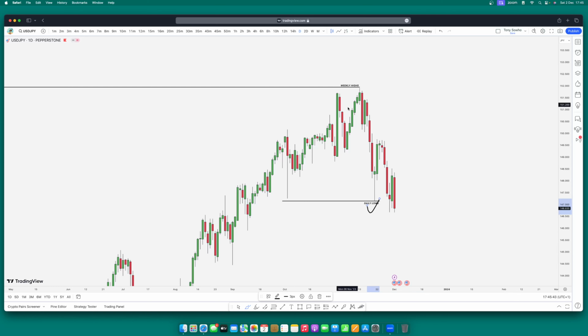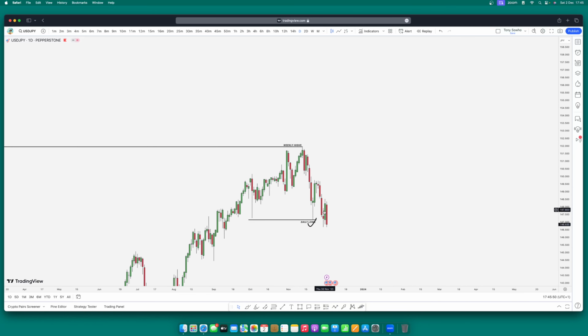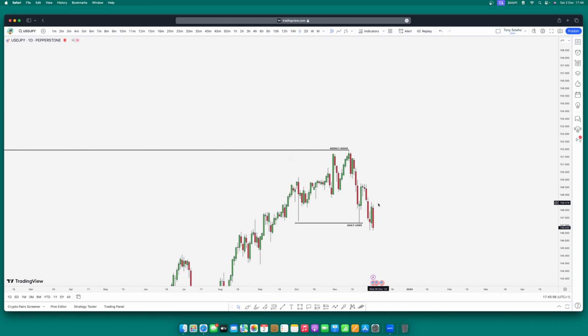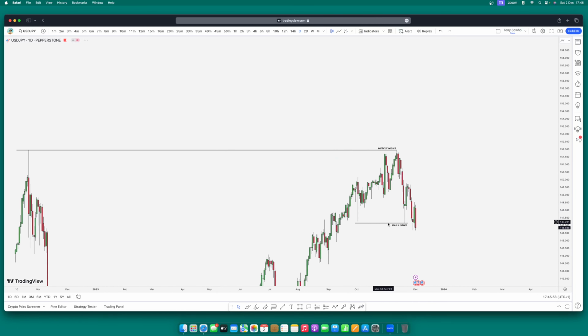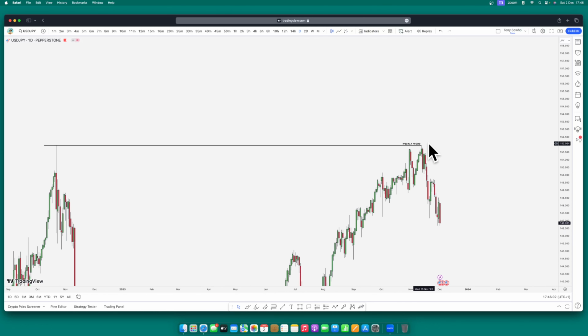Okay, so for USD JPY, now that we've taken out this liquidity to the downside, I won't be surprised if price starts to run all the way to this high. So I'm just going to once again be on the lookout to see what's going to happen. So this liquidity has been taken. If we start to see higher pricing, definitely this is going to be the play. All right, so for USD JPY, be on the lookout for the sweep of the weekly liquidity to the upside.